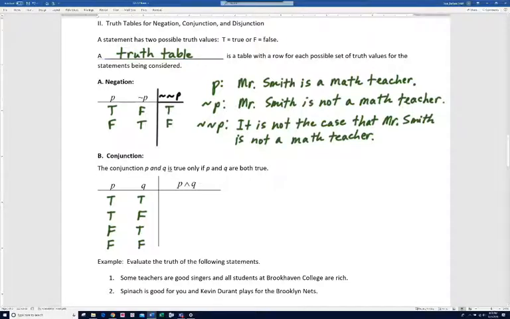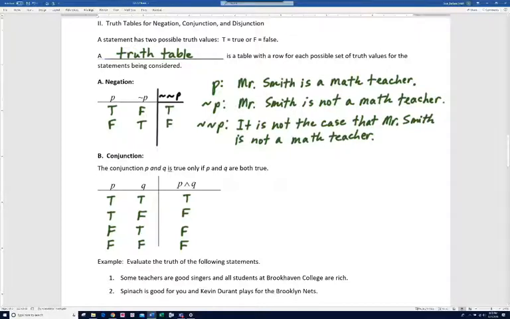Now it says a conjunction's true only if P and Q are both true. So the first case is true true, so P and Q is going to be true. And now notice in the other three cases, so true false, they're not both true, so this is a false statement. False true, they're not both true, so this is a false statement. And the same thing's true for false false, so this is a false statement. So an and statement is only true if both statements are true.